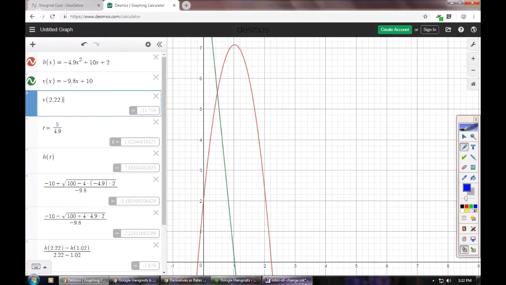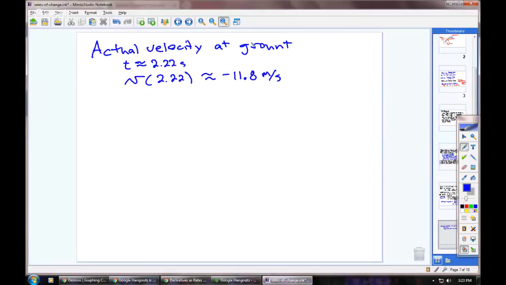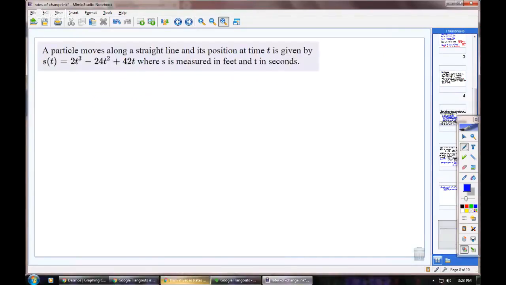All right, so that is derivatives, rates of change applied to physics. I'm going to do one more physics problem and move on to a problem related to business. So here I have another one. I have a particle moving along a straight line. Its position at time t is given by this equation right here.